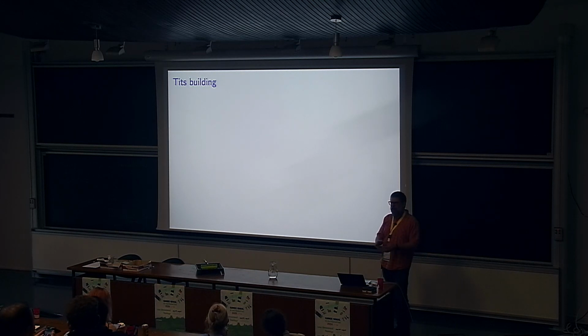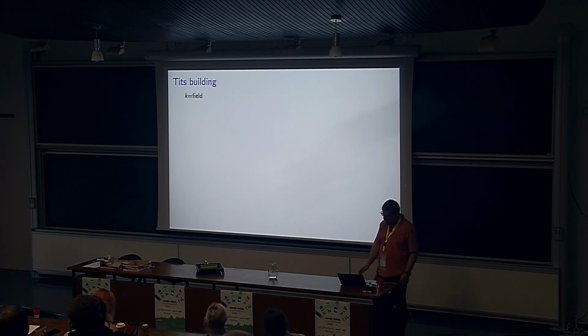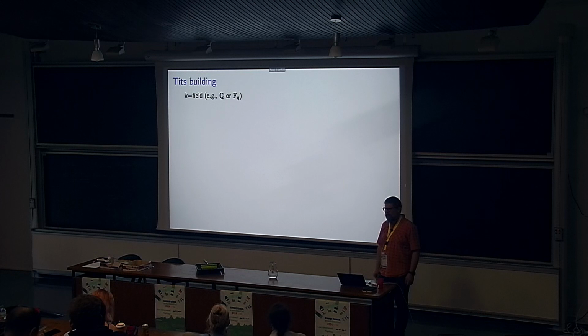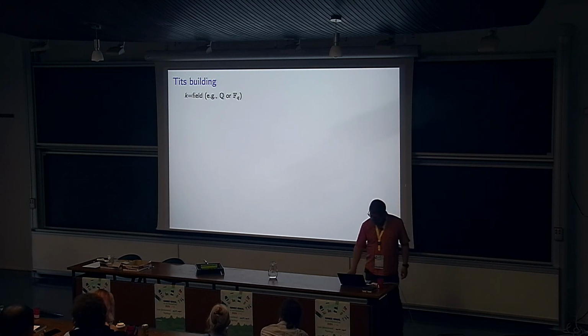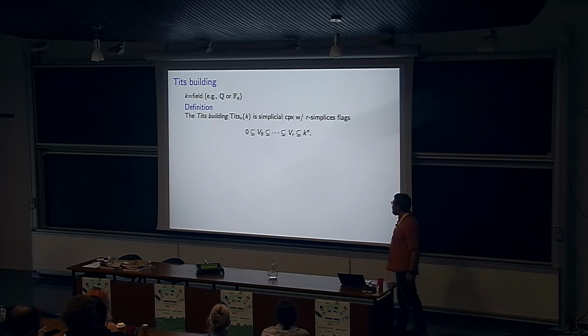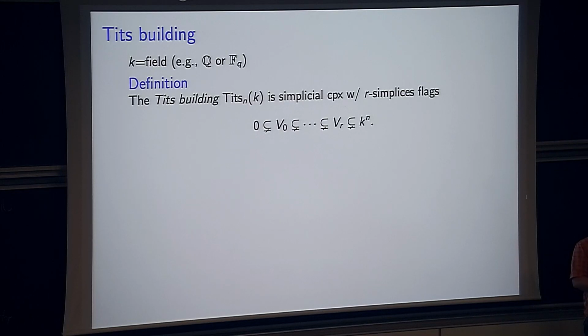What it does is it encodes the combinatorics of elementary linear algebra. What do I mean by that? Let K be any field. I don't mean a fancy field. Think Q or maybe a finite field. And here's what the Tits building is. It's a simplicial complex. We call it Tits sub n of K. I have to tell you what the vertices are, what the edges are, what the triangles are, and so on.